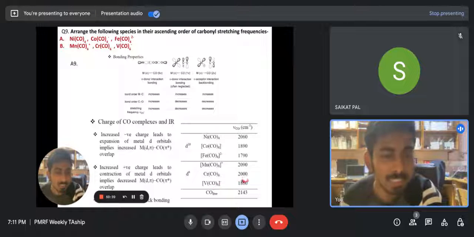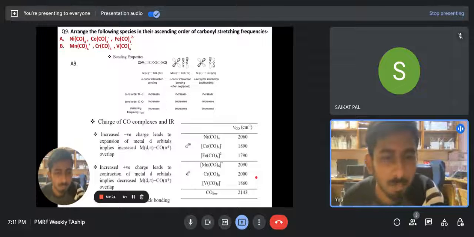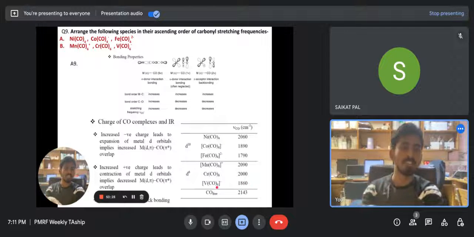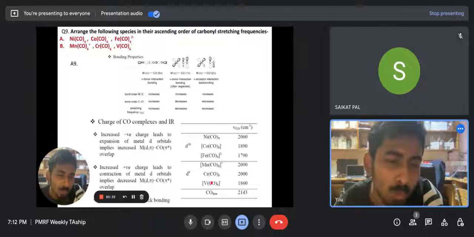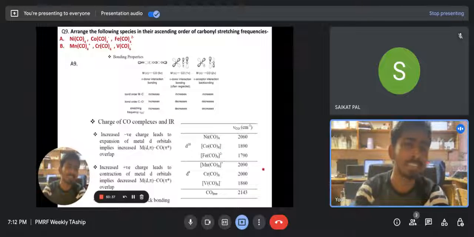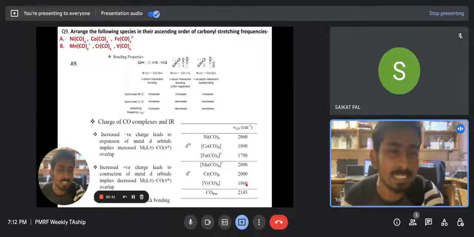In case of CrCO6, that is 200 lower than the manganese one, and in case of VCO6 minus, that is 1860. That is the lowest one because it is having a negative charge, that is 1860. So in between this VCO6 minus and CoCO4 minus, both are negatively charged. So you may ask the question, how is it different? So VCO6 minus is 1860, in CoCO4 minus it is 1890.